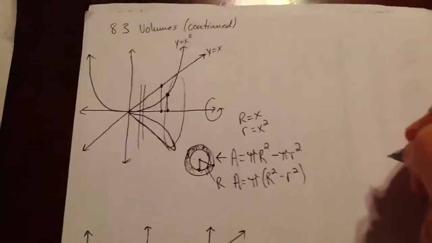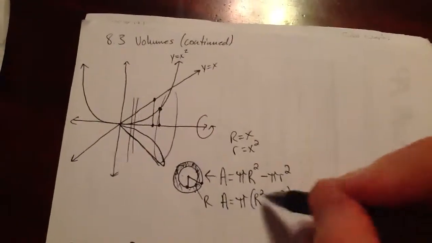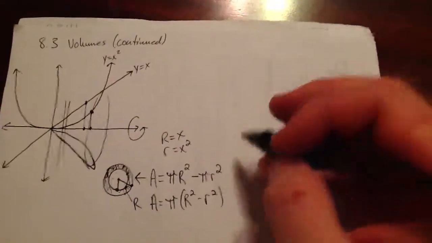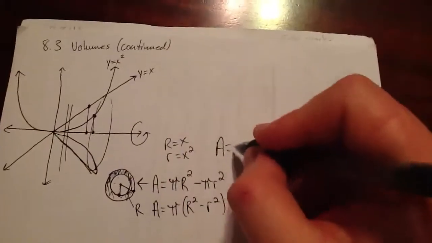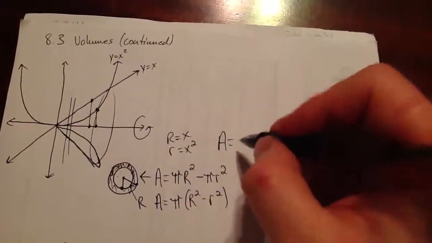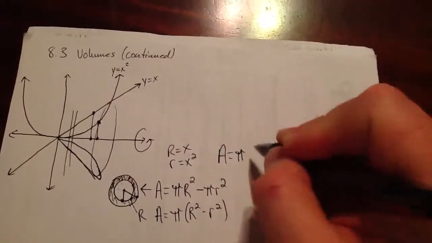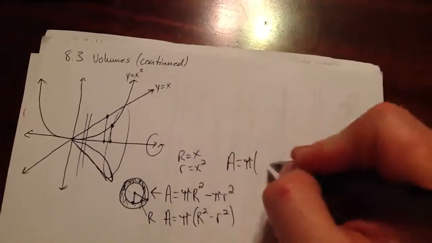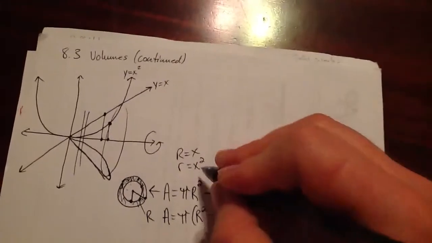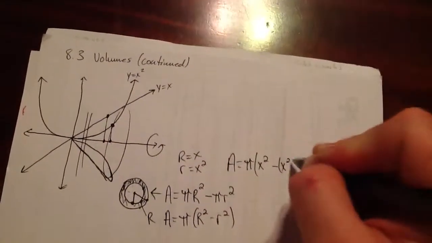Well, so now plug that into here. So I'm kind of going in a weird order here. I'm not used to holding the camera anymore. So my area, my washer, my cross section will be pi times my big radius squared, so x squared, minus my little radius squared, which is x squared squared.